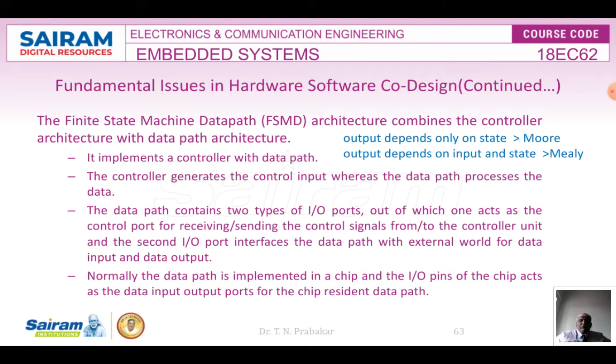And this finite state machine with data path architecture combines the controller architecture with the data path architecture. So both the things are combined together. Already in finite state machines you might have studied 2 types of finite state machines. One is called Moore, the second one is called Mealy. In the case of Moore finite state machines, the output depends only on the state that is available, right, before transition. And in the case of Mealy state machine, the output depends on the input and the state. What is the input and what is the present state? Based on these 2 factors, the system will move to the next state.